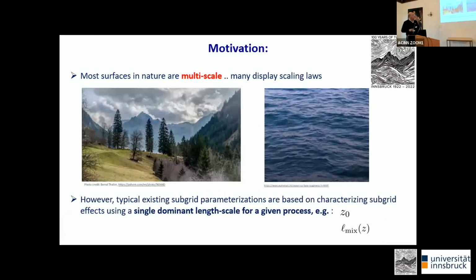slide, which ties in very well with Ili's wonderful talk we just heard and the last items that were asked. So essentially, I would say most surfaces in nature that the atmosphere interacts with are multi-scale, and many of them display scaling laws. So here's a photo of an Austrian alpine landscape. So there's a multi-scale mountain, multi-scale trees, and then I'll also talk a little bit about ocean waves with a broad spectrum of waves. So again, a multi-scale surface that the atmosphere interacts with.